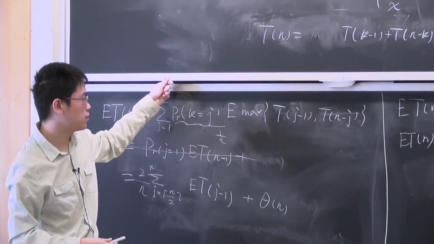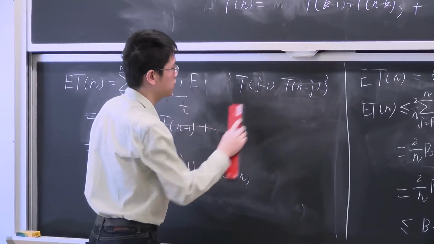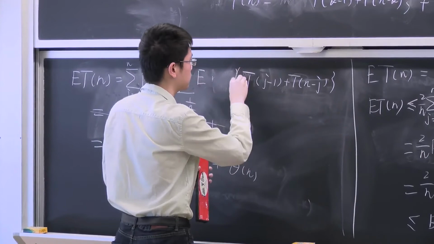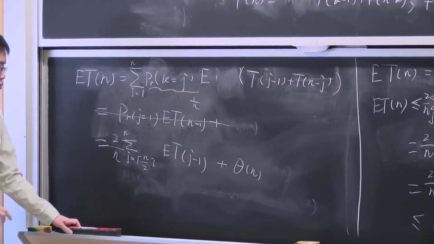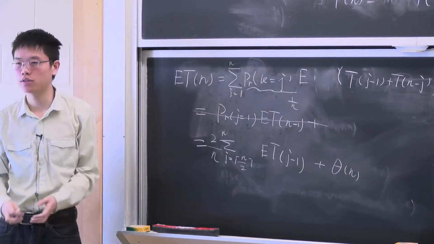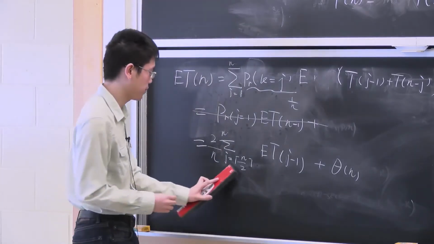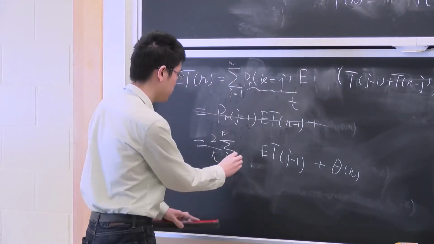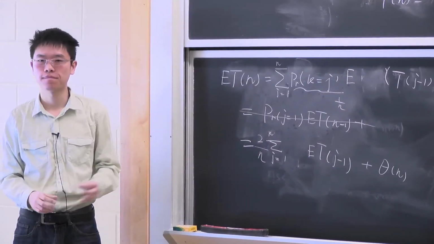So now, same thing here. Instead of taking the max, I should add them up. Now when it propagates here, every term appears twice, all the way from j equals 1 to j equals n. Is everyone following?